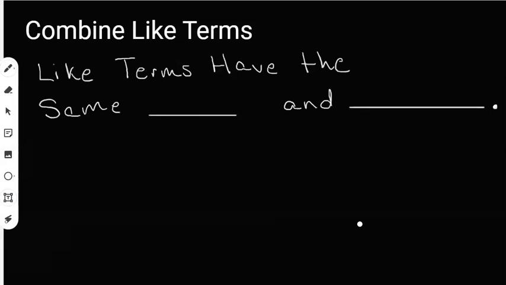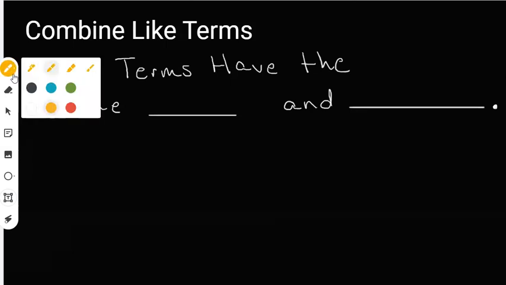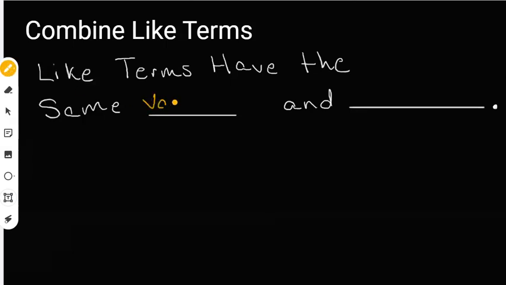They're going to have the same variables. So that first blank is going to be variables. And when I say variables, I mean the letters like A, B, C, or X, Y, Z. So they got to have the same variables. They got to have the same letters, or they're not going to be like terms.